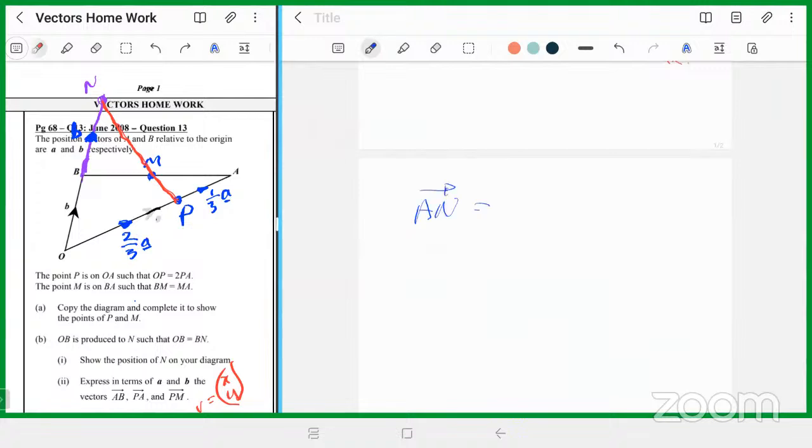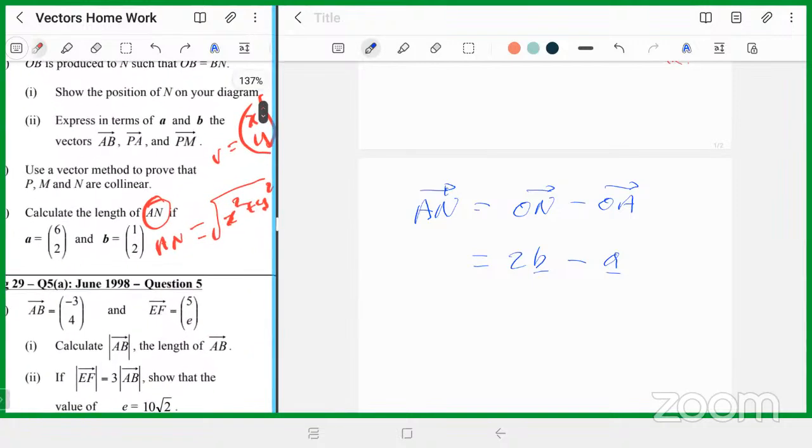So AN is A to O and then to N, so I can use O times the last minus O times the first, because the position vector of N is 2B and the position vector of A is OA. So we can use ON minus OA. The ON is 2B, and the OA is A. And it's telling us down here that the A is this and the B is that.